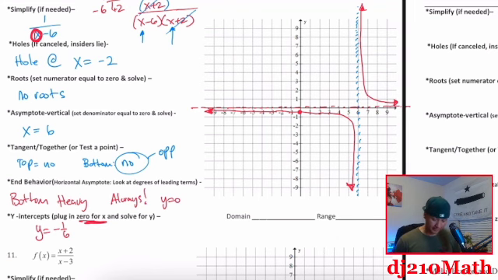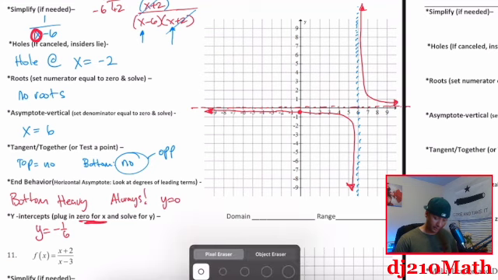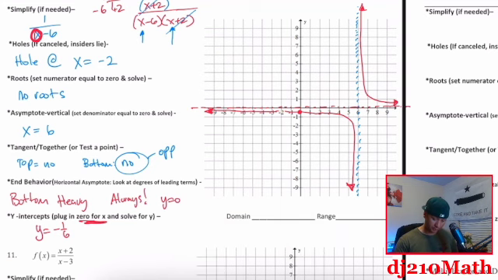All right, and the last thing is that we said that there's a hole at x equals -2. You don't necessarily have to write this out every time, but I just want you to know that there is a hole.